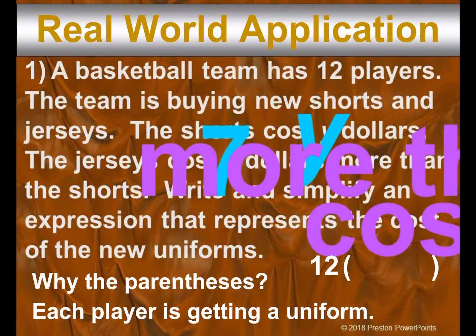Each player is getting a uniform. So how many players were there? There were 12 players. And then each uniform cost Y plus, or the shorts cost Y and the jerseys cost 7. So for 12 players, they each got one pair of shorts that were Y dollars and a jersey that was $7.